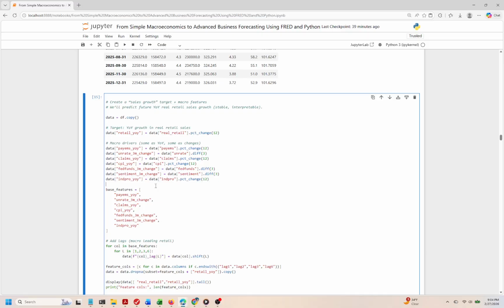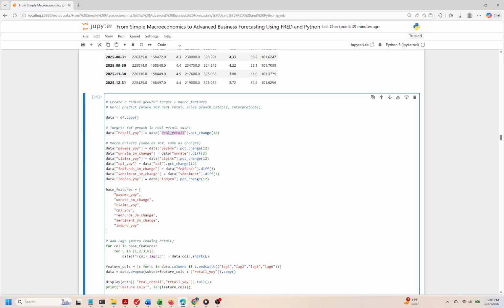We begin by copying the existing dataset, ensuring we preserve the original data while manipulating this new version. The first step is calculating the year-over-year growth in real retail sales by using the percentage change function, specifically targeting retail sales data over a 12-month period. This allows us to capture any seasonal fluctuations in retail sales that may occur year after year.